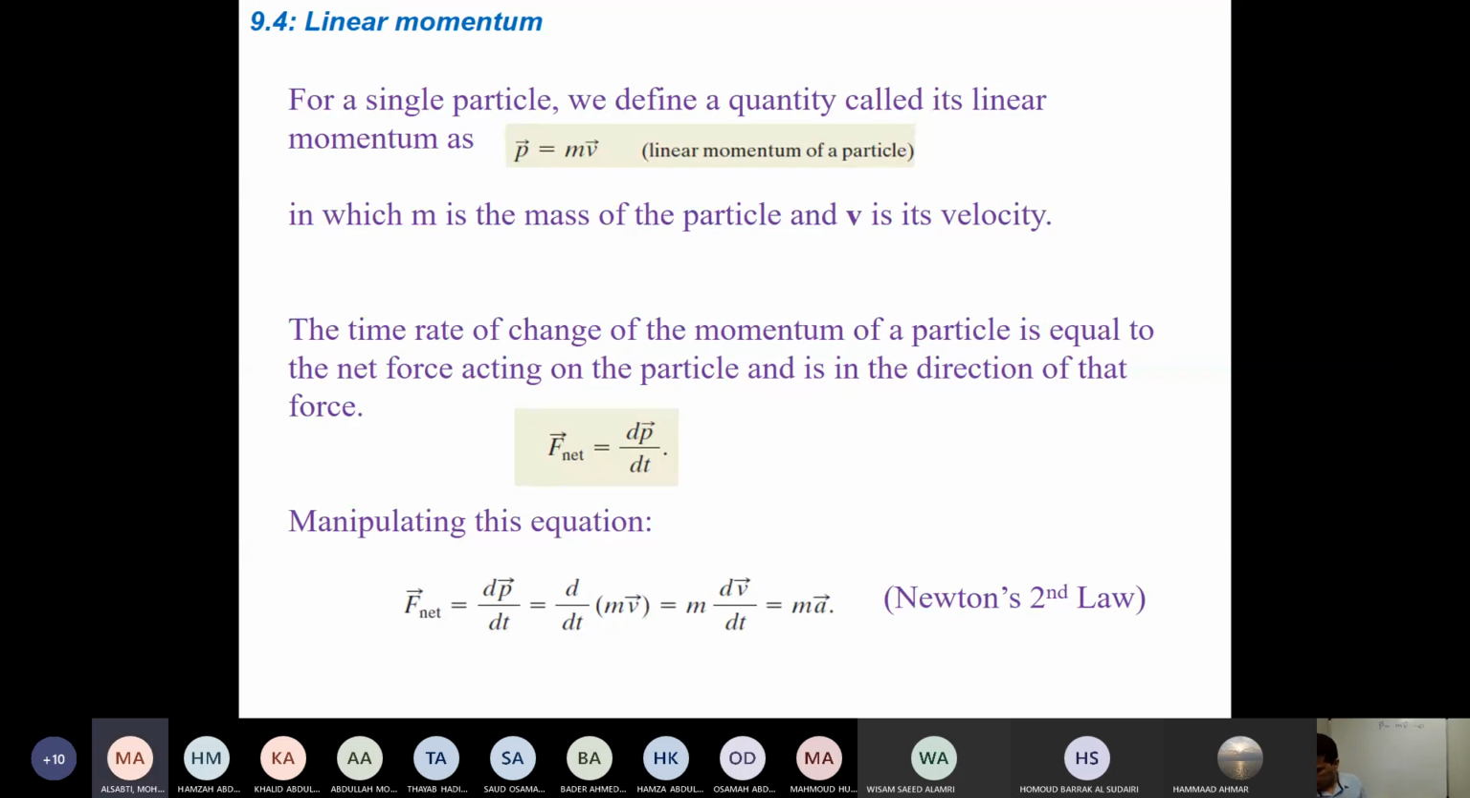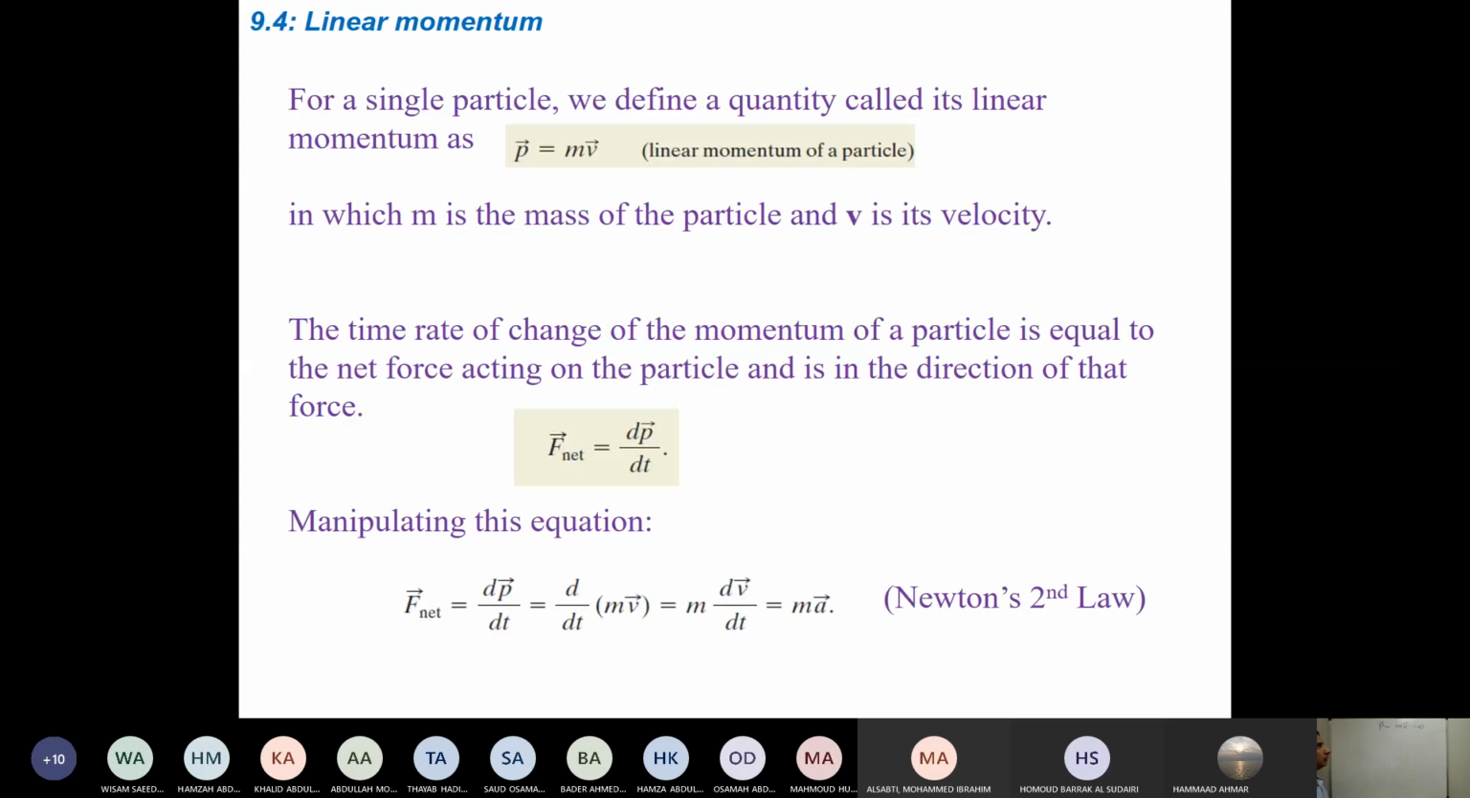Please answer. Kilogram meters per second. Kilogram is the unit of mass. The meter per second is the unit of velocity. So the kilogram meter per second is going to be the unit of linear momentum.